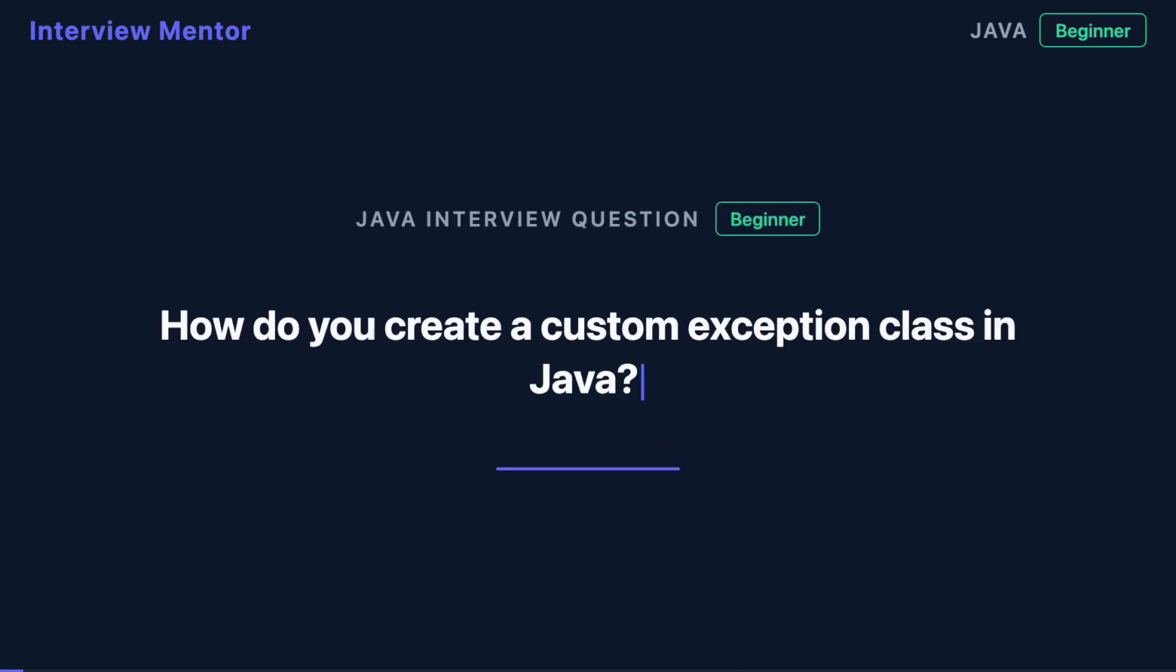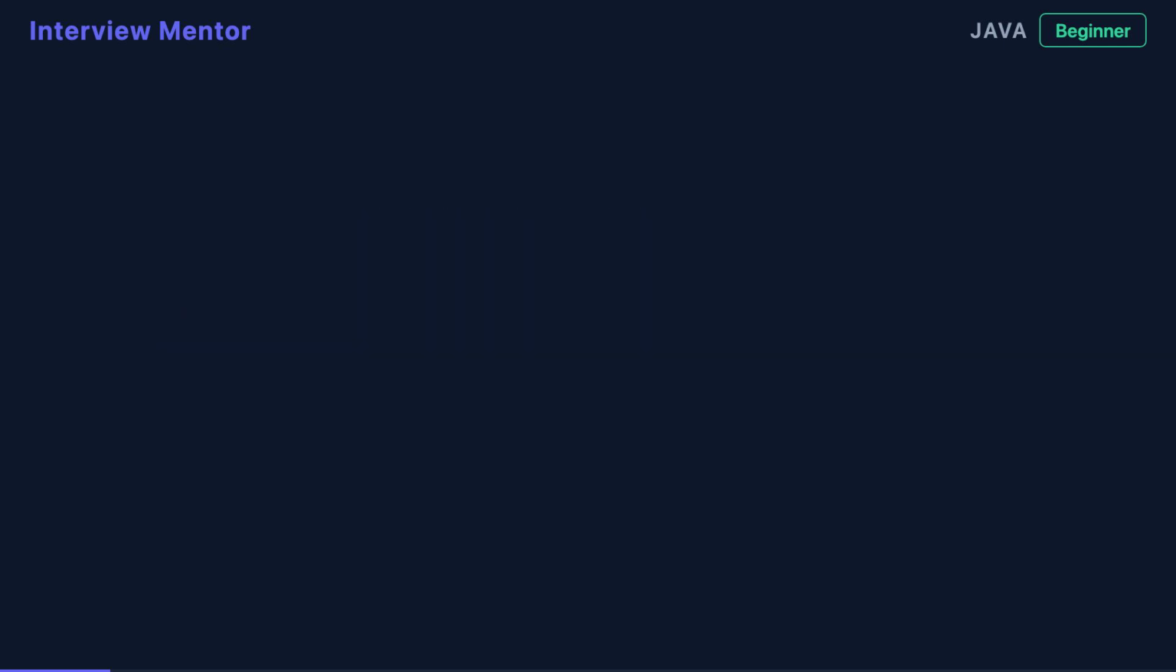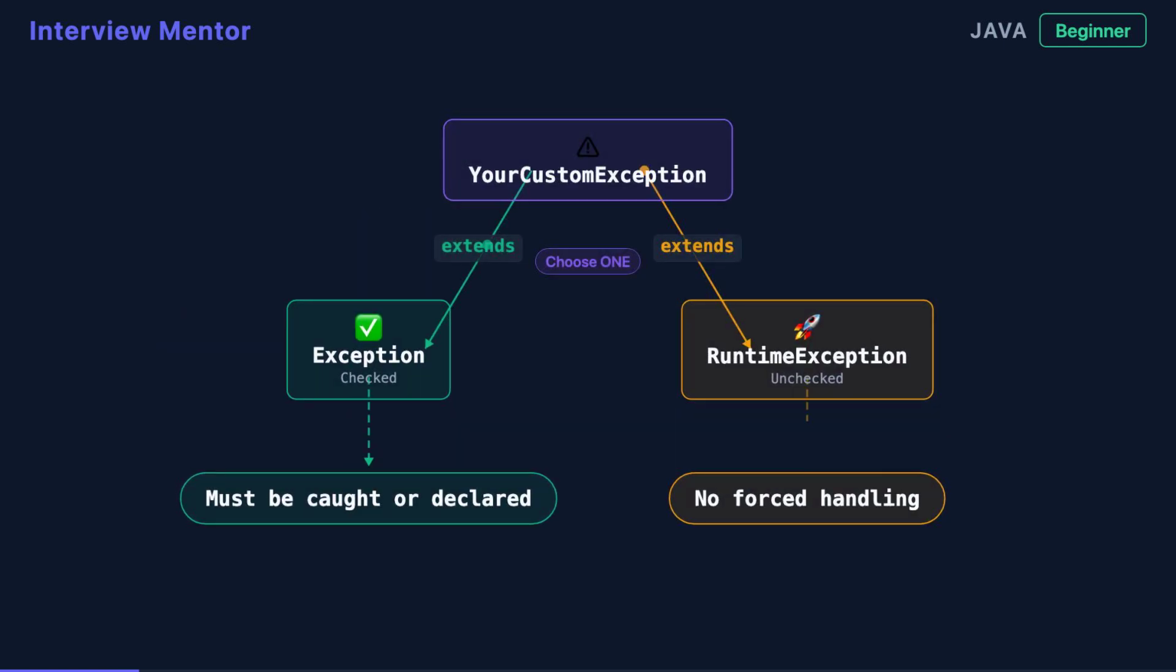How do you create a custom exception class in Java? Most developers throw generic exceptions and wonder why debugging takes forever. Let's fix that. First, decide which parent class to extend.